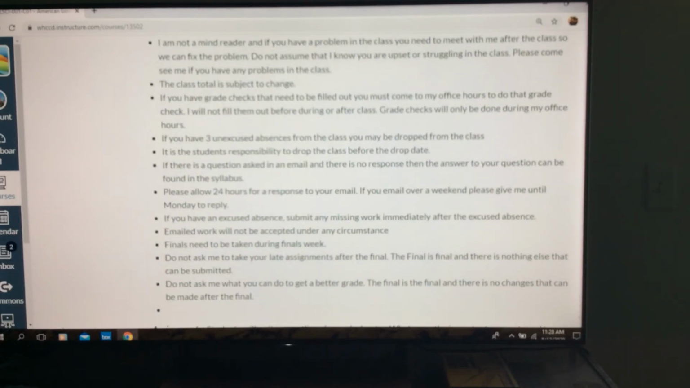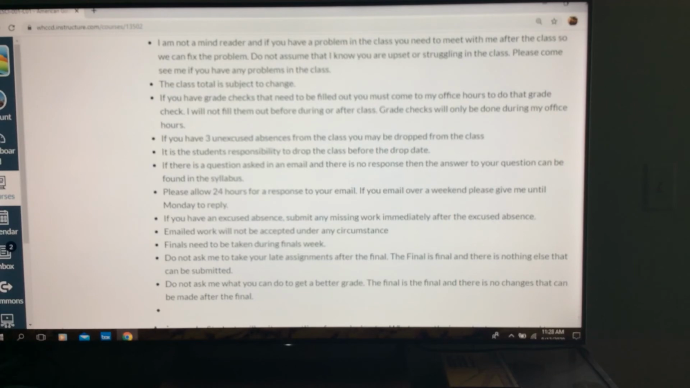If you have 3 unexcused absences from the class, you may be dropped from the class. Keyword there is may. I may drop you, I may not, just depending. So please be sure, if you miss 3 weeks in a row, I will try to drop you. But it is your responsibility to drop the class. If you decide not to show up anymore, take it upon yourself to drop, because as I go through, I have a lot of students, and I might miss you. So be sure to try to drop if you decide to drop.